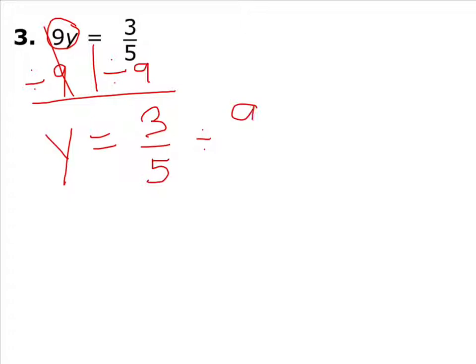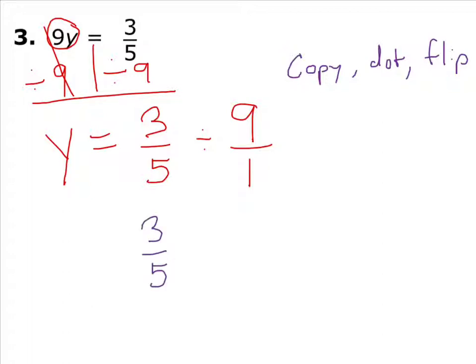divided by 9. Now I'm going to go ahead and put 9 over 1, because remember, anytime we want to convert a whole number into a fraction, we just put it over 1. Now, I'm dividing my fractions. What's my rule for dividing fractions? Hopefully you guys remember this, but it's copy dot flip. So I'm going to have to copy down my first fraction of 3/5, change my division to a dot, and flip that second fraction, so that's going to be 1 over 9.